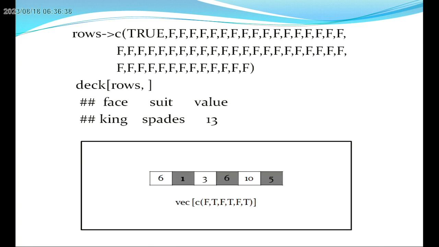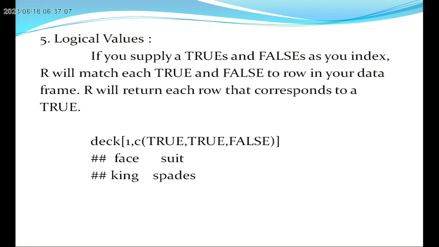This is another example of rows. It returns the TRUE rows, referring to the vector of TRUE values: TRUE, FALSE, FALSE, FALSE. So the deck rows return the first value of the deck: face suit value. The face suit value is the name of the data frame's column names. So, king spades 13. It returns the sum of the values. So these values are TRUE or FALSE, and it returns the logical values.